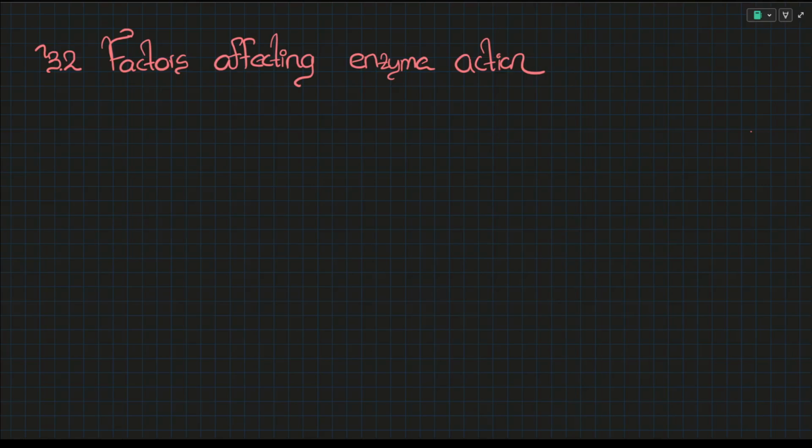Enzymes are globular proteins. Therefore, there are going to be a number of factors that affect how this protein works. Namely, we're going to be talking about the factors affecting the rate of enzyme activity. I'll list the factors simply. The first thing is going to be temperature, of course. Then you have pH.